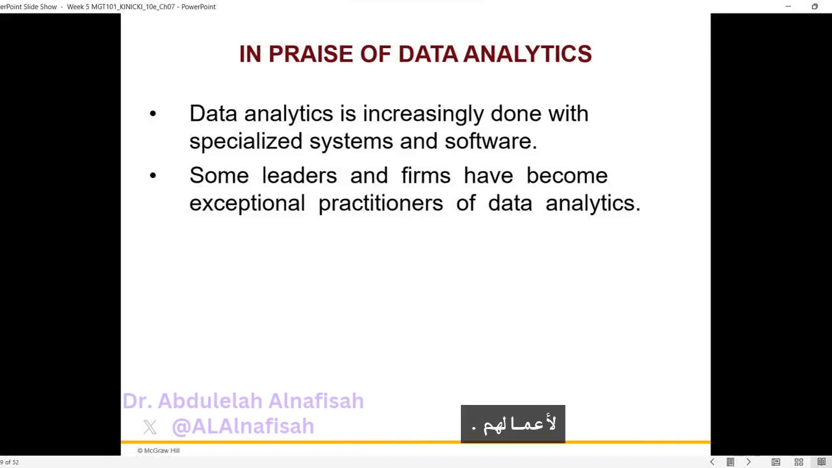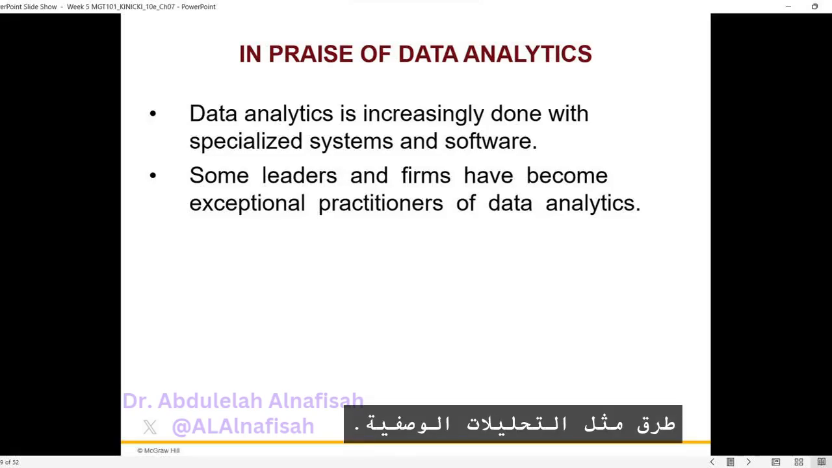Data analytics can be used in various ways, such as descriptive analytics. This involves analyzing historical data to gain insights into past performance and understand what has happened in the organization. It helps in identifying patterns, trends, and anomalies.